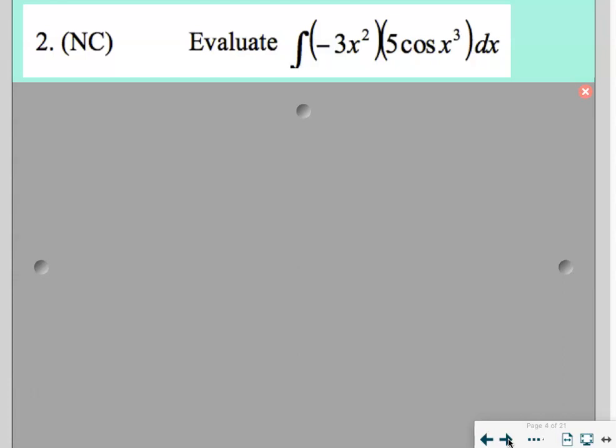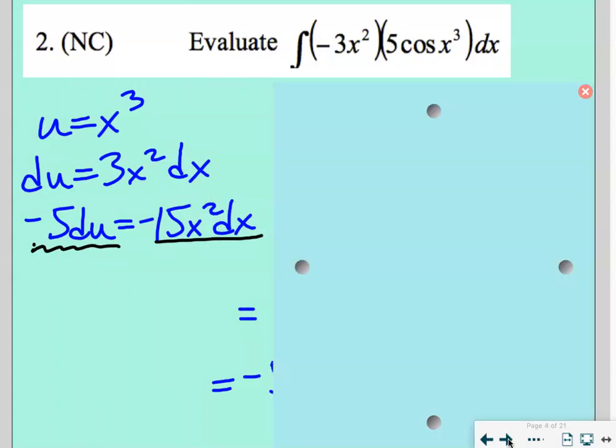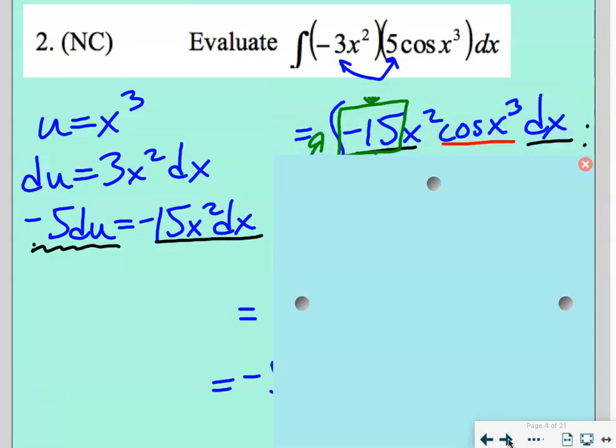So what would the u be then if it's not cosine of x cubed? Just the x cubed. Your u is just the x cubed. So your du would be 3x squared dx. I personally took the -3 and the 5 and put them together and called them -15. So I rewrote that as -15 x squared cosine x cubed dx.